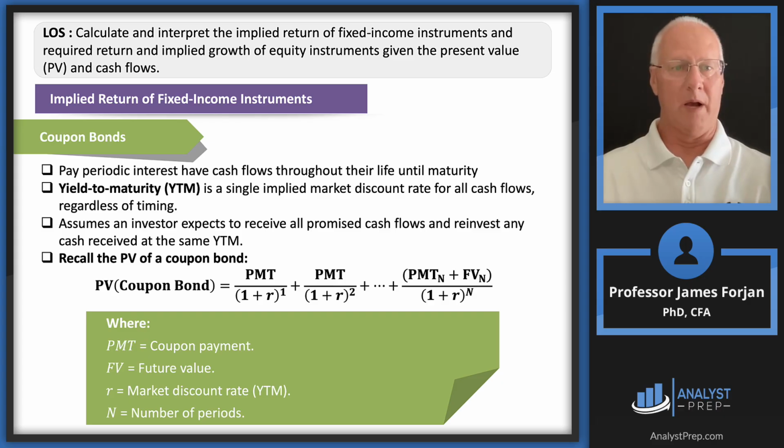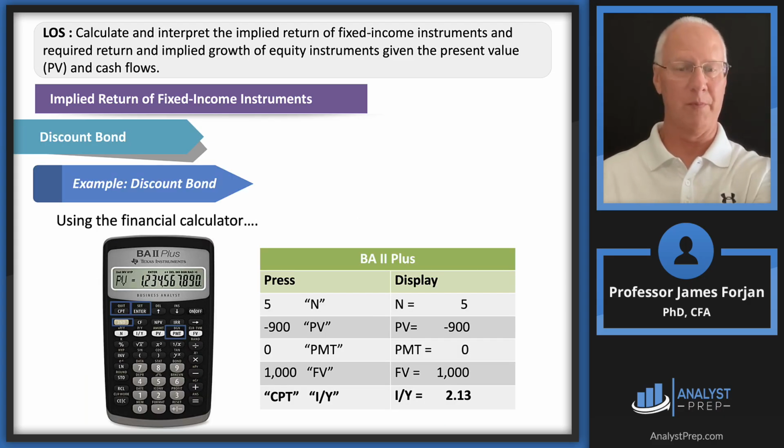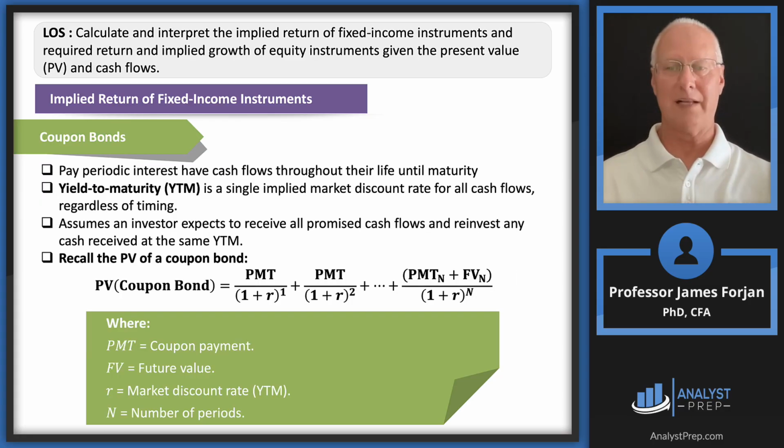Now for coupon paying bonds, it's the exact same process, but remember back here, we hit 0 for payment. Well, what are we going to do now? We're going to hit whatever the coupon payment is, and we're going to solve using that same process.